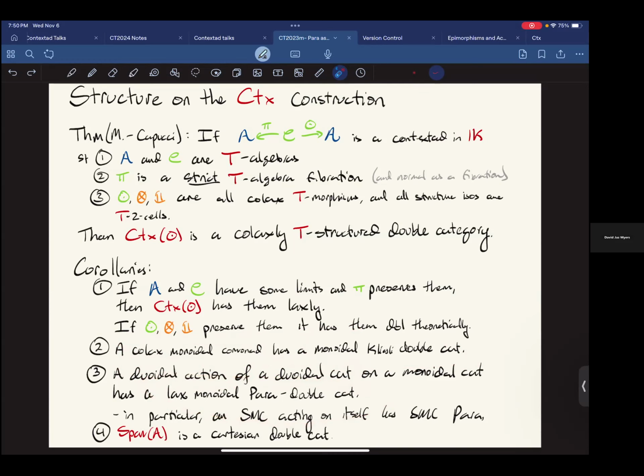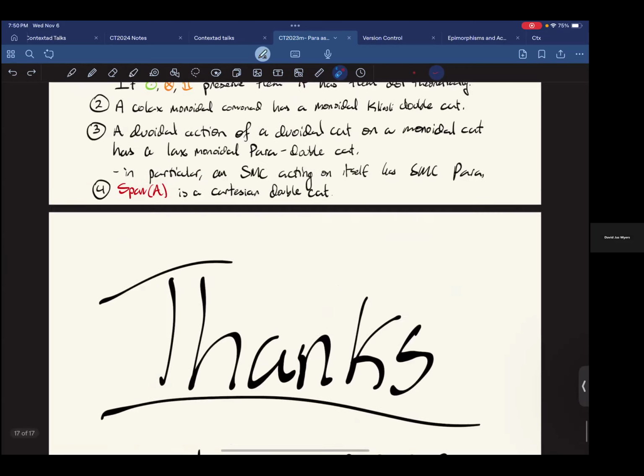And if you add pseudoness to this, if you add pseudo to that, you don't get duoidal, you get braided. And then with just braiding, you get a monoidal double category. And if you have symmetric, you get a symmetric monoidal double category. So, yep. That's the whole thing.